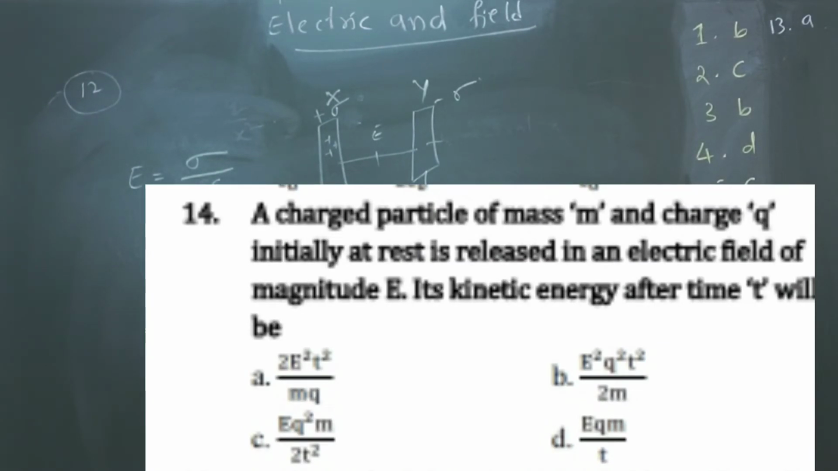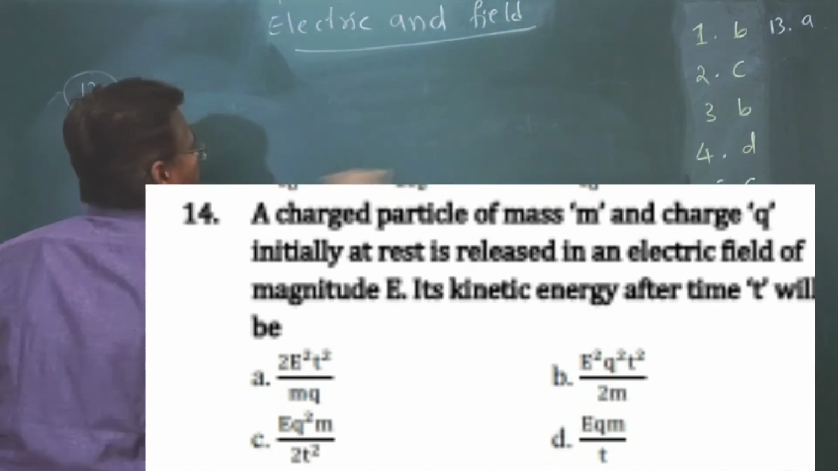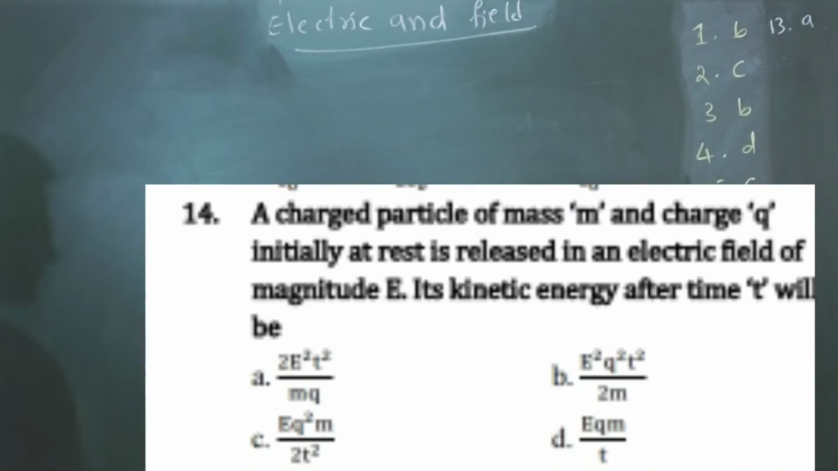Next, 14th: a charged particle of mass m and charge q initially at rest is released in an electric field of magnitude E. Its kinetic energy after time t will be. Okay, we are going to calculate the kinetic energy after time t. The 13th one is over now, so it's the 14th one.